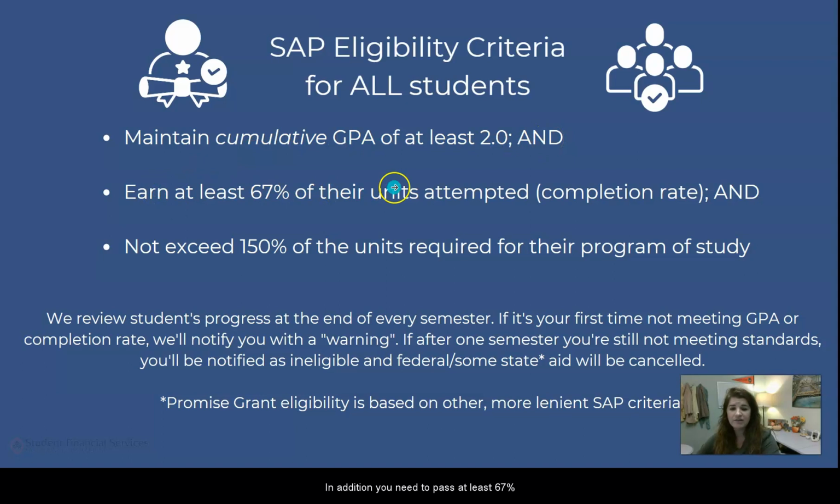In addition, you need to pass at least 67% of your classes. So anytime you have a failed course, you withdraw from a course and you have a W on your transcript, you have an incomplete course, these are units that are counted against your percentage. And as long as your percentage is above 67%, you can continue to receive your aid.